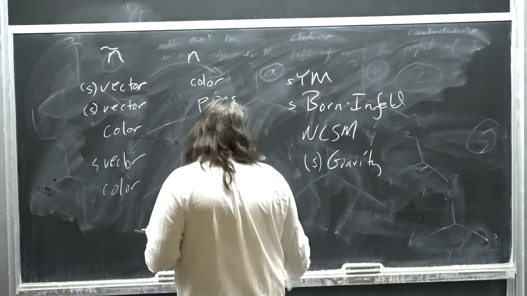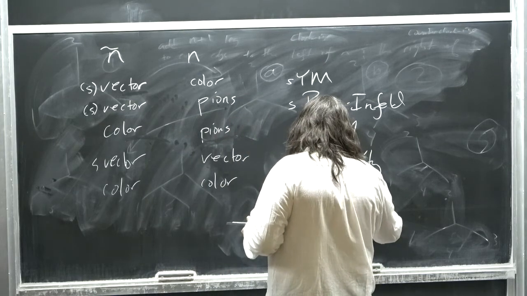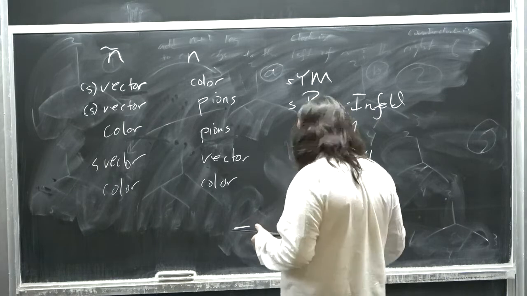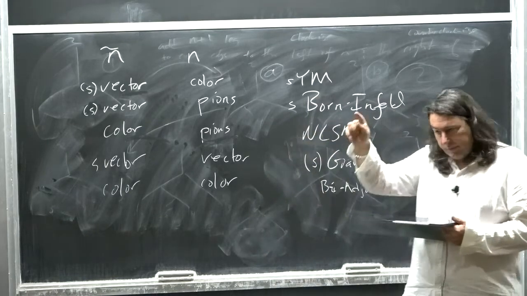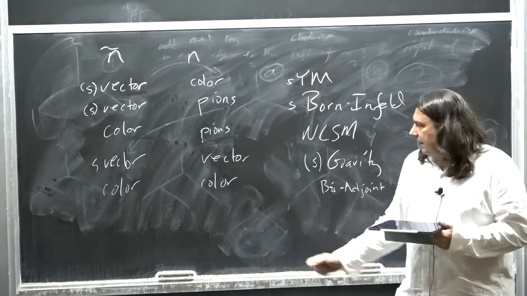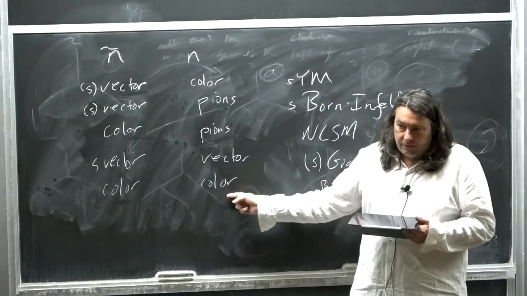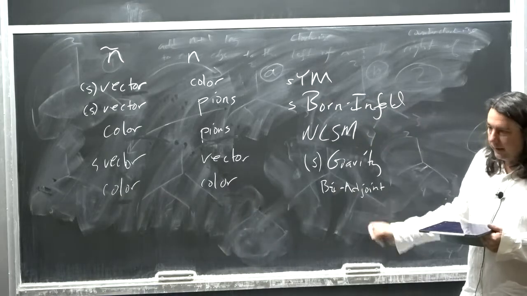Remember how we came up with this sort of bi-adjoint scalar? The only interesting thing besides giving a cubic vertex between scalars: we could give it an f^{abc} in one gauge group and an f^{abc} in another gauge group, right? So you get the bi-adjoint scalar.